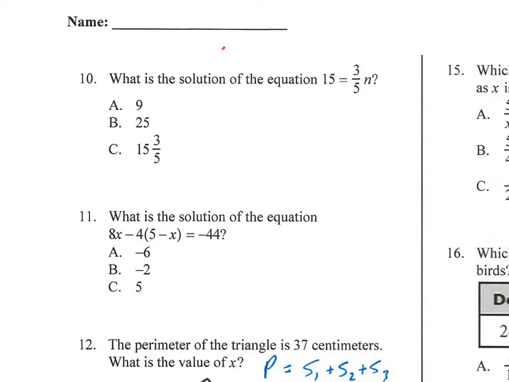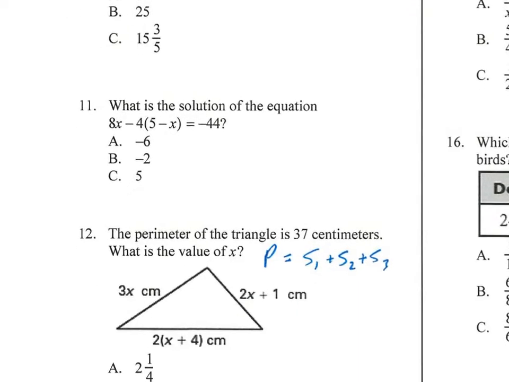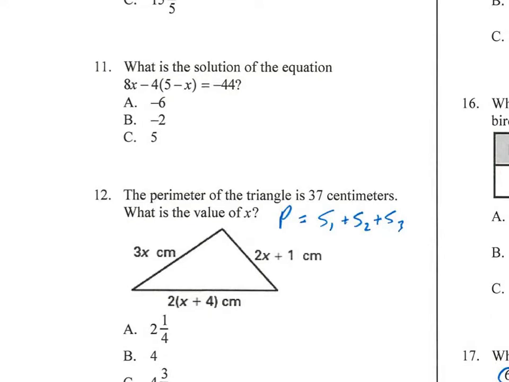All right, just solve. Remember, to get rid of that fraction, I would multiply by the reciprocal. Multiply both sides by 5 over 3. And do the same thing to the other side. Number 11. Again, you're solving. Make sure that you distribute -4 and multiply him through to everybody in there. That's a -1x.